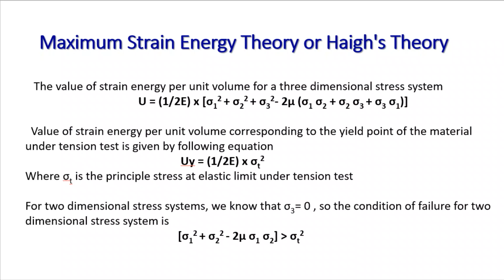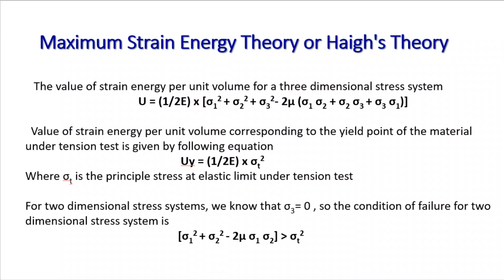U equals 1 by 2E into sigma 1 square plus sigma 2 square plus sigma 3 square minus 2 mu into sigma 1 sigma 2 plus sigma 2 sigma 3 plus sigma 3 sigma 1. This is the strain energy per unit volume when the material or component is subjected to a three-dimensional stress system.